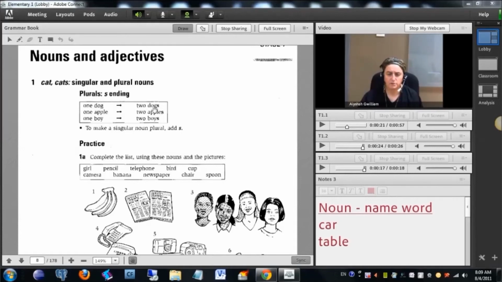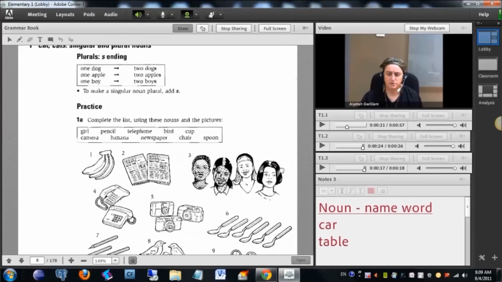Now this exercise is about spelling. Okay? When you say there is one of something, you just write the word. When there is 2 or more of something, you write the word with an S. 2 dogs, 1 apple, 2 apples, 1 boy, 2 boys. Okay? To make a singular noun plural, just add S. I want you to look here at number 1.